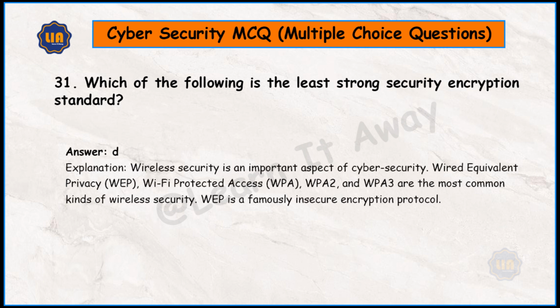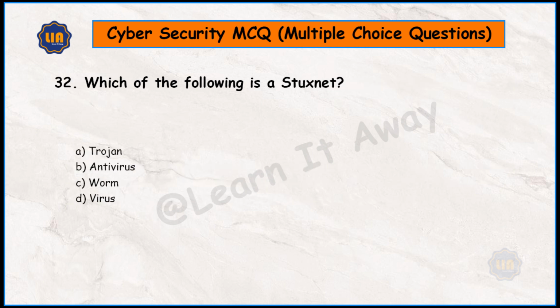C. WPA. D. WEP. Answer. D. 32. Which of the following is a Stuxnet? A. Trojan. B. Antivirus. C. Worm. D. Virus.